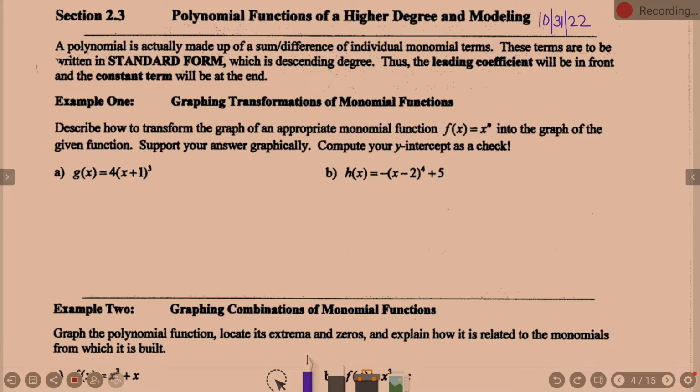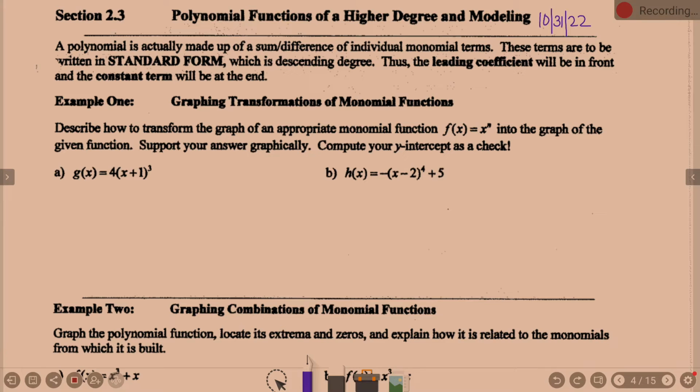So a polynomial is actually made up of a sum or difference of individual monomial terms. We talked about that in the last 2 lessons. These terms are to be written in standard form. So standard form, descending degree, starting with the highest power going to the lowest power. And thus, the leading coefficient will be in front, and the constant term will be at the end. So your highest powered term has the leading coefficient in front of it, and the constant term is at the end.